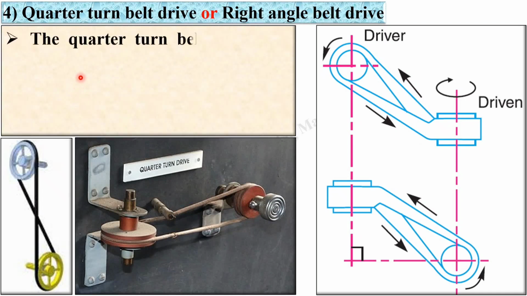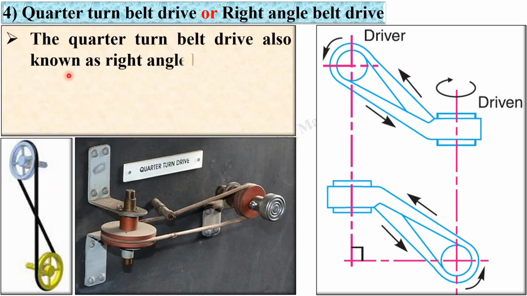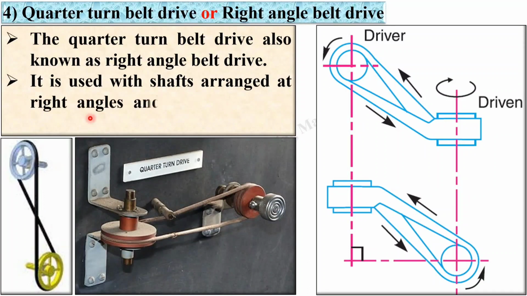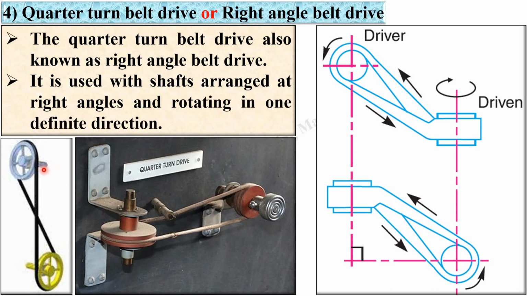Now let's see briefly. The quarter turn belt drive, also known as right angle belt drive, is so called because both the shafts are actually at right angles to each other. Here you can see these both are not parallel to each other. It is used with shafts arranged at right angles and rotating in the definite direction, that means as per our desire.